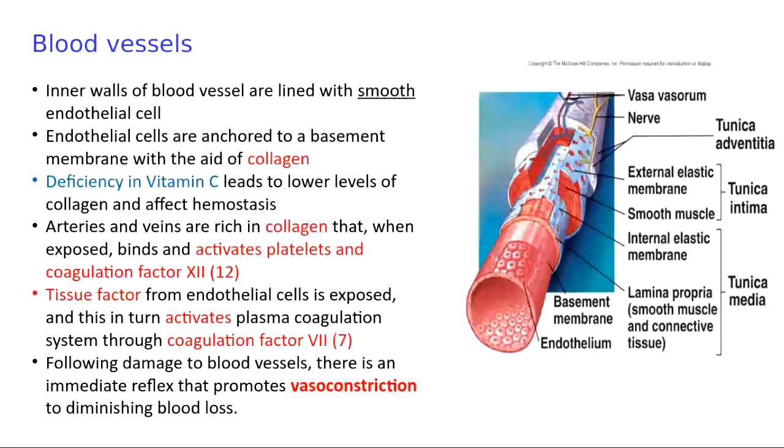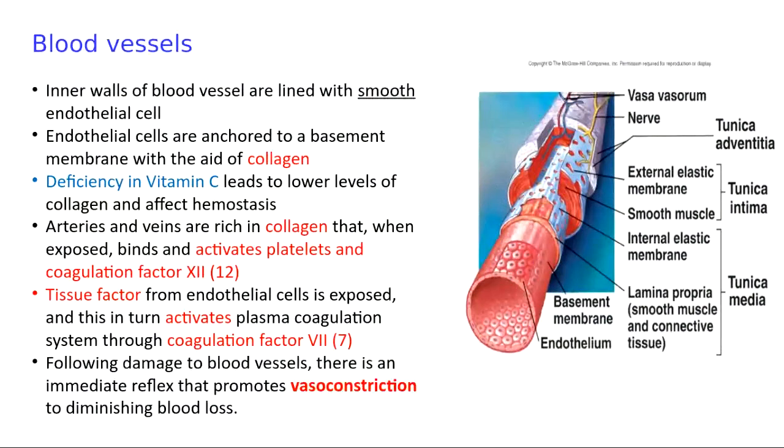A vitamin that is very, very important in coagulation, and I know it has a lot of other benefits, is vitamin C. If a person lacks vitamin C or has low levels of vitamin C, it's going to affect collagen production, and it's going to affect hemostasis or the coagulation process. Remember, we have collagen pretty much everywhere, and it has the ability to activate the platelets and coagulation factors, especially coagulation factor 12. There's this other protein called tissue factor that is found in the tissues in blood vessels.